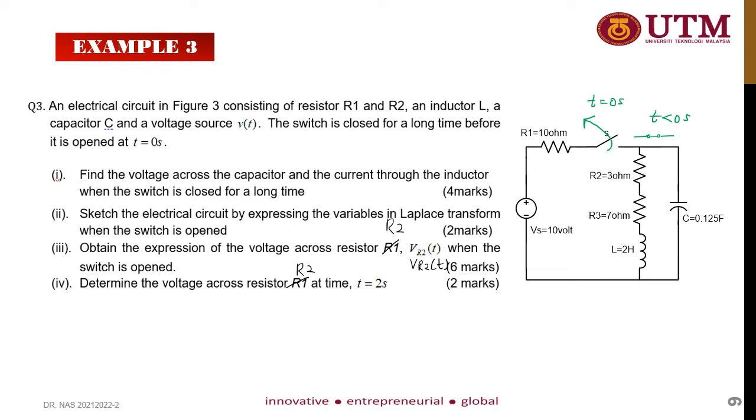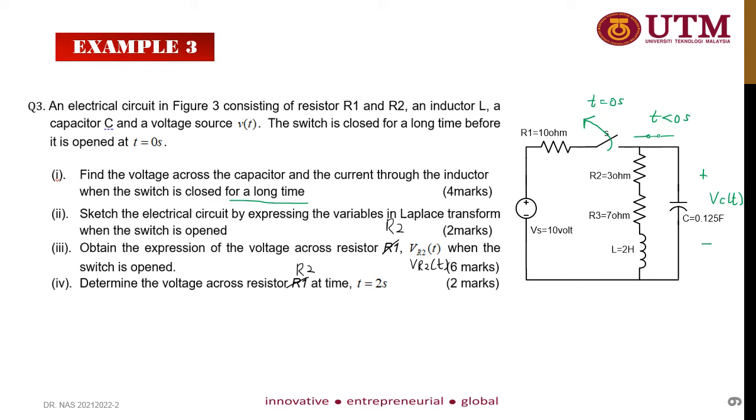Find the voltage across the capacitor, with positive and negative polarity, VC(t), and the current through the inductor when the switch is closed for a long time. When the statement says for a long time, it means the circuit reaches steady state condition, in which the inductor and the capacitor may act as something else before the switch is opened.